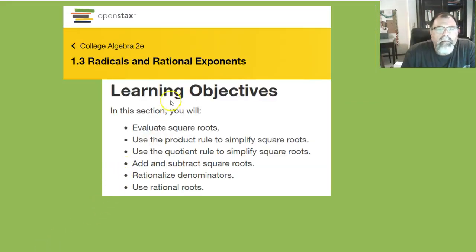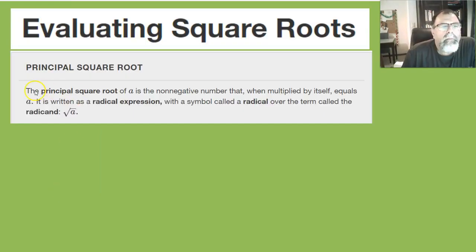And today's learning objectives, we will start with number 1, evaluate square roots. The principal square root of a is the non-negative number that, when multiplied by itself, equals a. It is written as a radical expression with a symbol called a radical over the term called the radicand. So this is read as the square root of a.